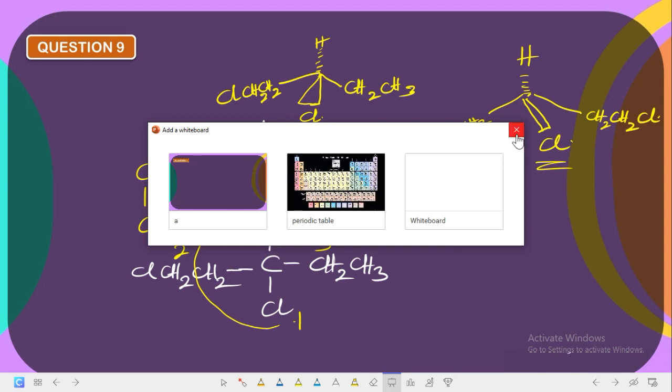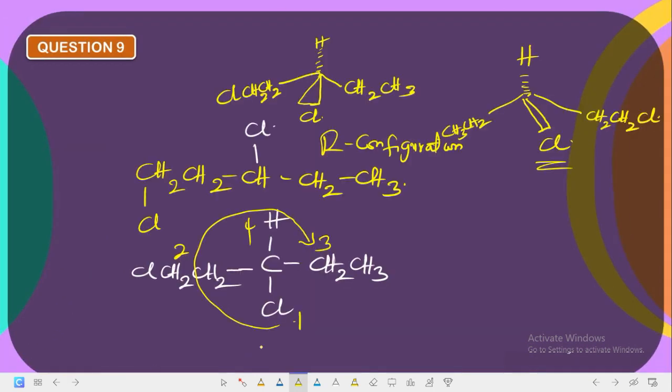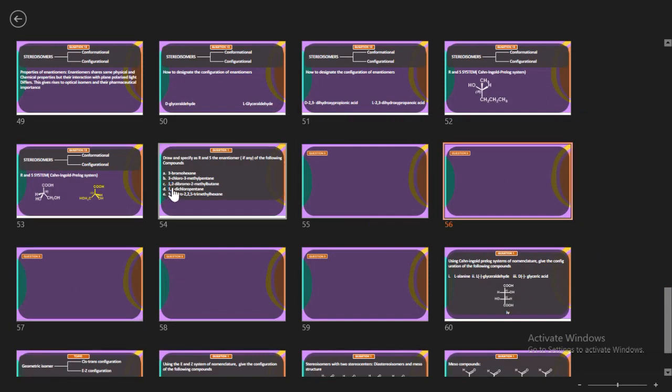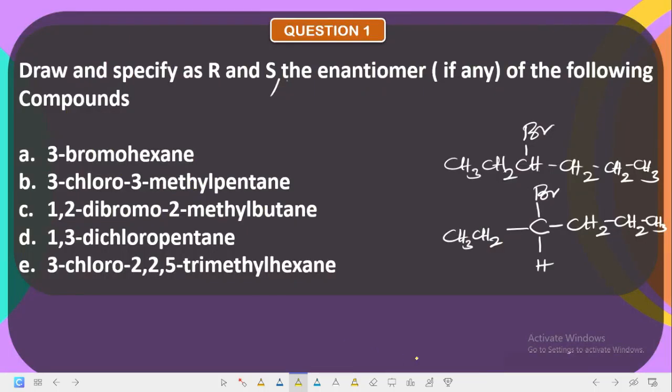Let's look at the next. The next one is 3-chloro-2,2,5-trimethylhexane. What is hexane? CH3, CH2, CH2, CH2, CH2. These are many. 1, 2, 3, 4, 5. And here is CH3. Now, what do you have in the question given to you? 3-chloro-2,2,5-trimethyl. So we go back and say 3-chloro-2,2,5-trimethyl.